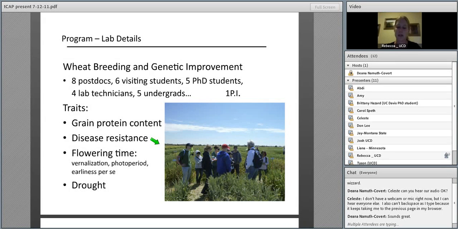So we are looking to hire, I think, 2 more postdocs for the TCAP project, so we're quite a big group. And we cover traits all the way from grain protein content to disease to flowering time, and we're starting to get into drought as well.